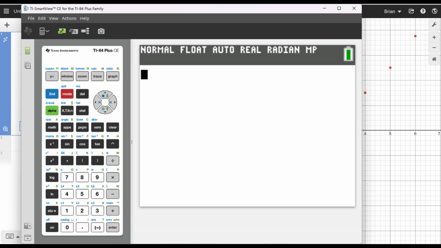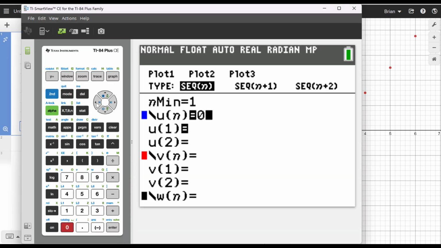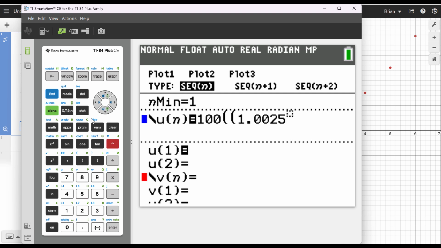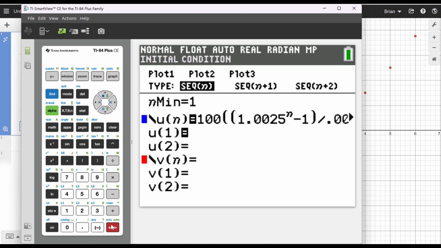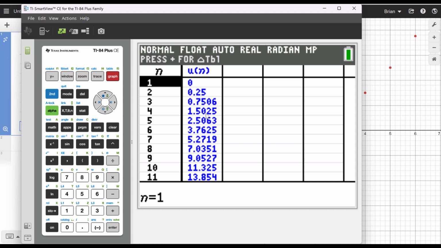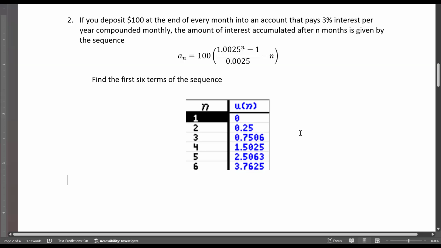Okay, so to use the TI here, I'm going to type the formula in, as it is typed on there. Now, keep in mind that when I type this formula in, I'm going to have 1.0025 raised to the power of n. And again, I'm going to use the variable key because I'm in sequence mode, right? Minus 1. And then that was the numerator, dividing by 0.0025. And then we subtracted in. Okay. And then at the end of that first month, we had earned 0 interest. So I'll go ahead and put that value in. And then when we go to the table, we will see the list of values of the accumulated interest, just like we got out of Desmos. All right, so I paused the video real quick and took a screenshot, and there's the first 6 terms of that sequence.